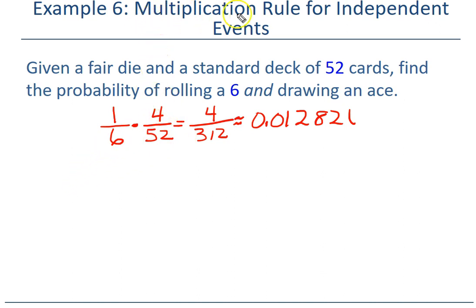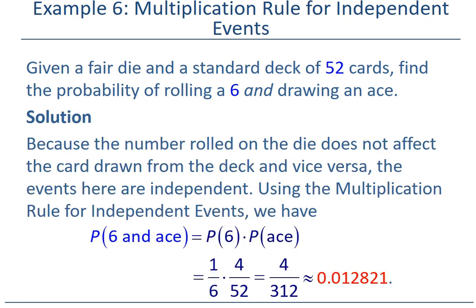But again, the multiplication rule for independent events: a fair die, 1 out of 6. An ace, 4 out of 52. Just multiply your numerators and denominators, put that in the calculator, and there you go. And there is your text supporting that.